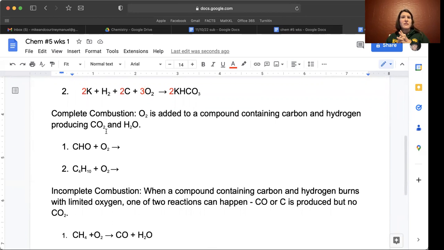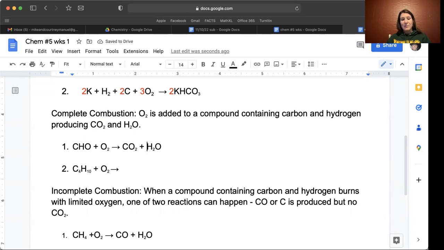Complete combustion means you take some sort of fuel, which is usually a carbon-based fuel, and you're adding oxygen to it, because we need oxygen to set things on fire. And then what comes out of it is always carbon dioxide and water. That's just what they make. These are the two things we make. So whenever it says combustion, you're making carbon dioxide and water.